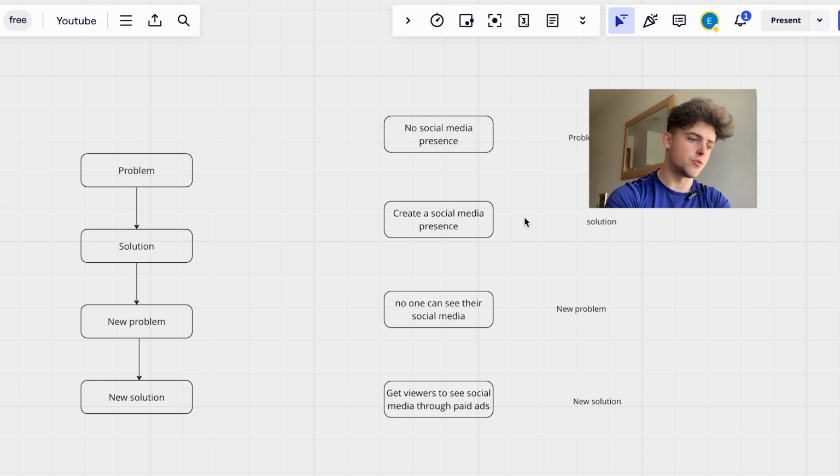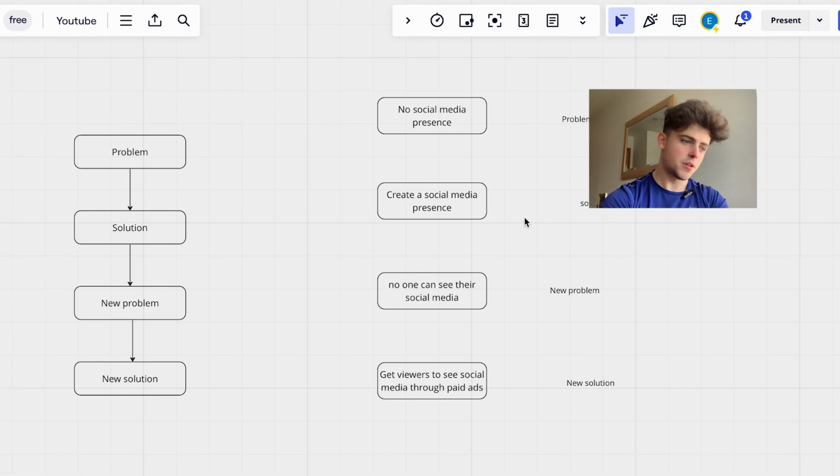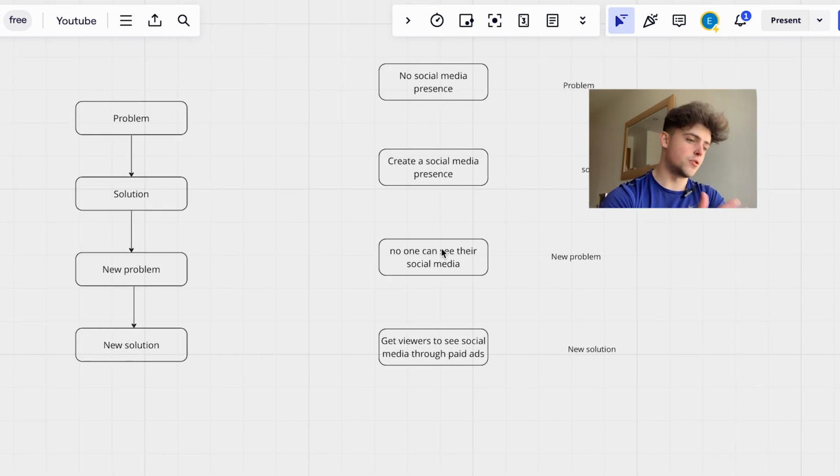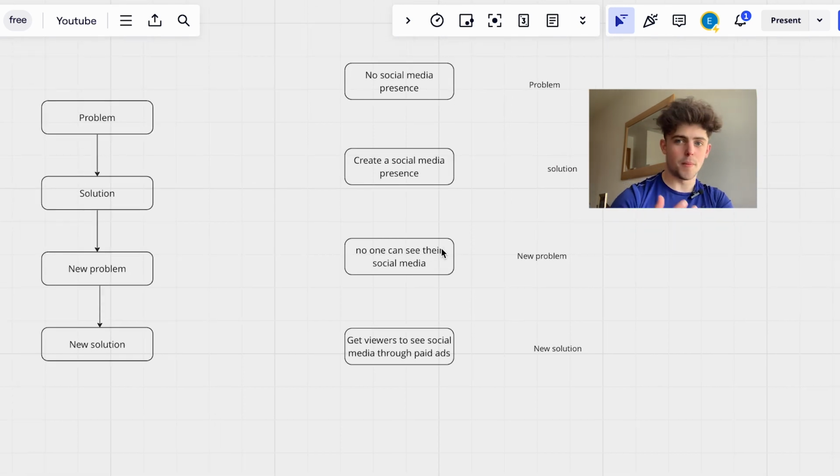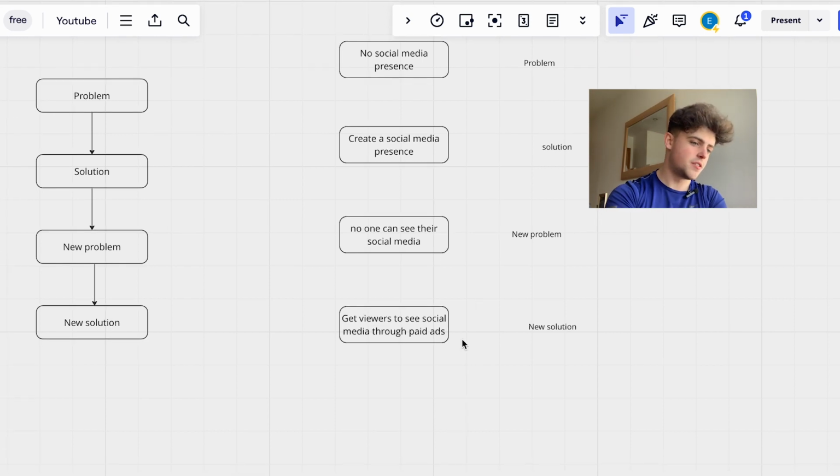If you're paying someone to do something, you want to be able to get a return on that investment. Probably not, but there's obviously a new problem off the back of that, and the problem is that there's no money coming into the business having solved the problem. You can go ahead and solve that new problem by implementing something that can actually get a return on investment, and that's paid ads.